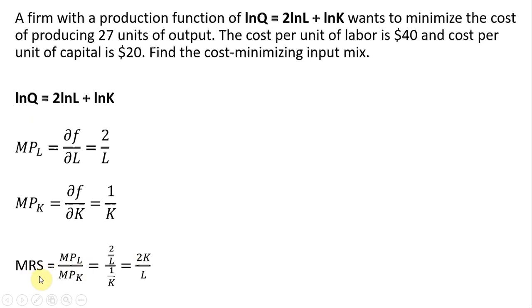Let's form the marginal rate of substitution, defined as the marginal product of labor over the marginal product of capital. So plugging in what we have for the marginal product of labor and marginal product of capital, and then simplifying, taking the reciprocal of what's in the denominator, K, and multiplying it through the numerator, we'll get 2K divided by L as the marginal rate of substitution.